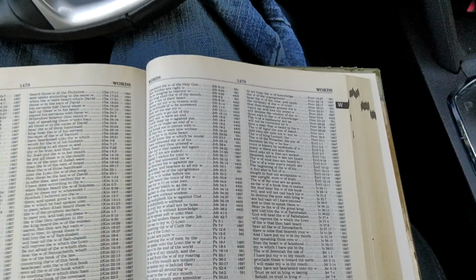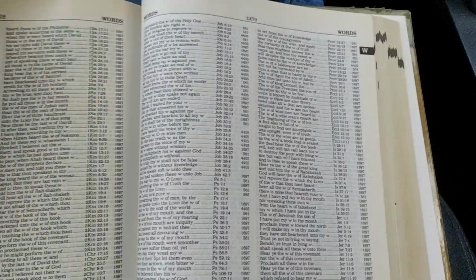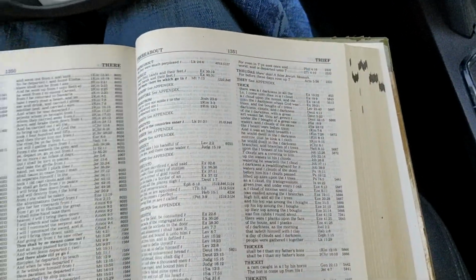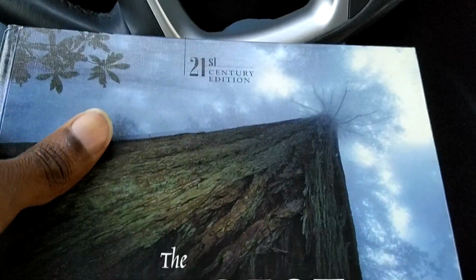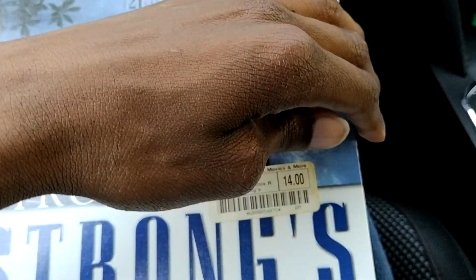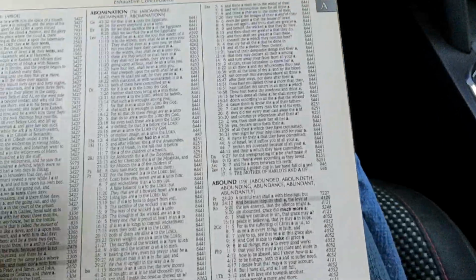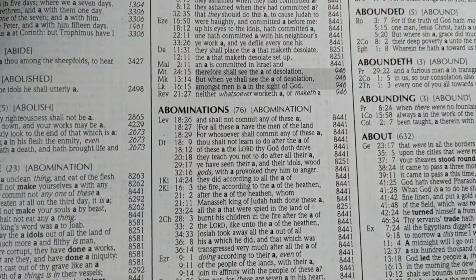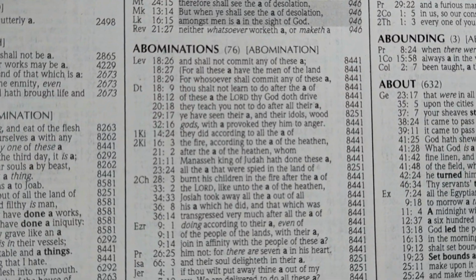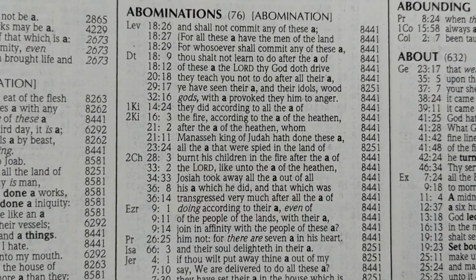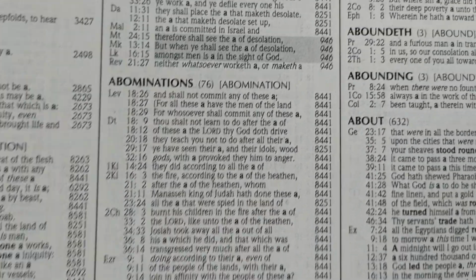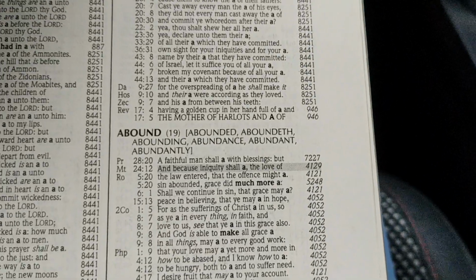And it's the same thing for the other book. But I'll go in there and get an example as well. I'll do a Greek word now. So it says 21st Century Edition, more updated, of course. All right, let's get abominations. This one gives you the number of times this word occurred, which is good. The other one didn't do that. You had to literally count for yourself. But this one does that. It's kind of like a computer.